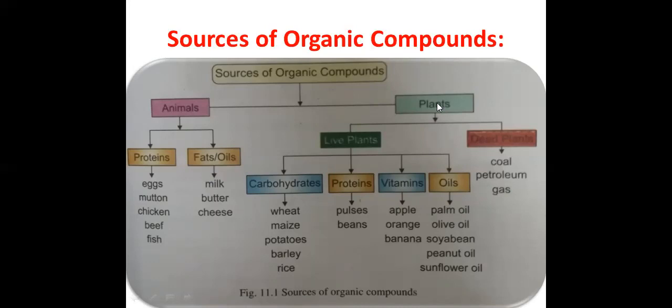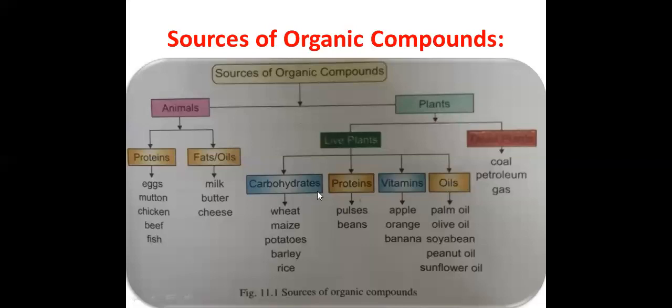The sources of organic compounds from plants may be live plants or dead plants. From dead plants, we get coal, petroleum, and gas, that is the natural gas. And from live plants, we get carbohydrates, proteins, vitamins, and oils.